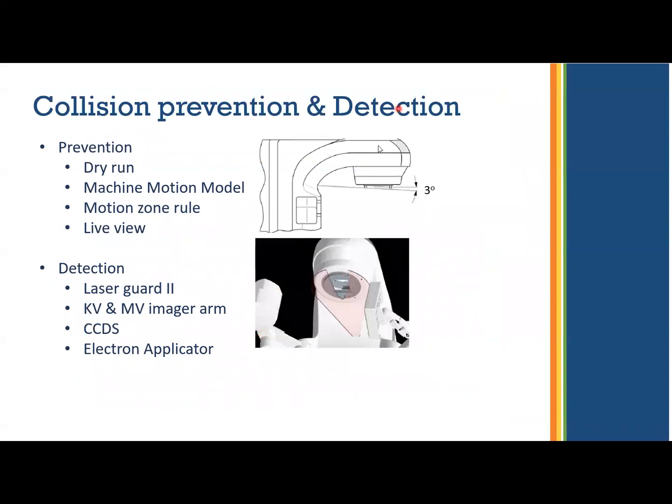Collision prevention and detection. So this is the area, if any object comes close to this area, the machine will stop. And this is how it works. And also they give the equipment for the QA of these safety measures. And these detections are available in laser guard. The laser guard is there, KV measure arm, CCD system, electron applicator. This is the outline of that KV measure.